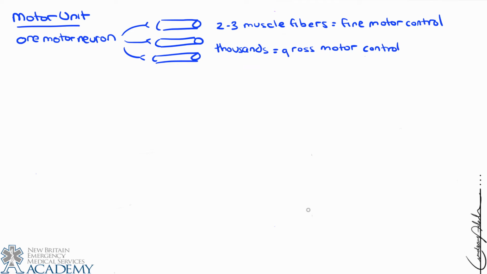So we get a reduced ability for precision and fine motor control, but that expense is really in exchange for more power.